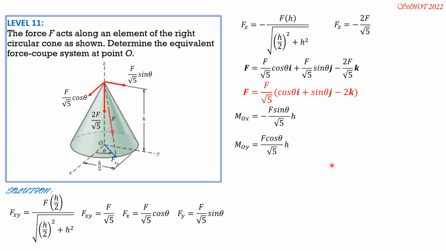So in vector form, factoring out F h over square root of 5, then we have MO equals F h over square root of 5 times negative sine theta i, this one, then plus cosine theta j. So that's it. That's the force couple system at O equivalent to this force here.